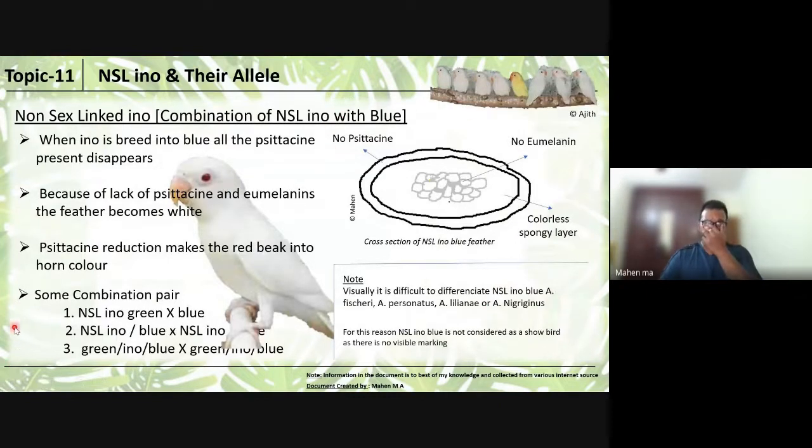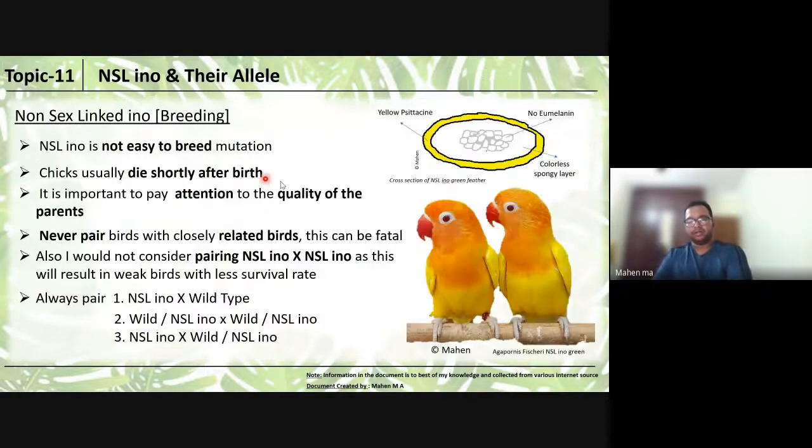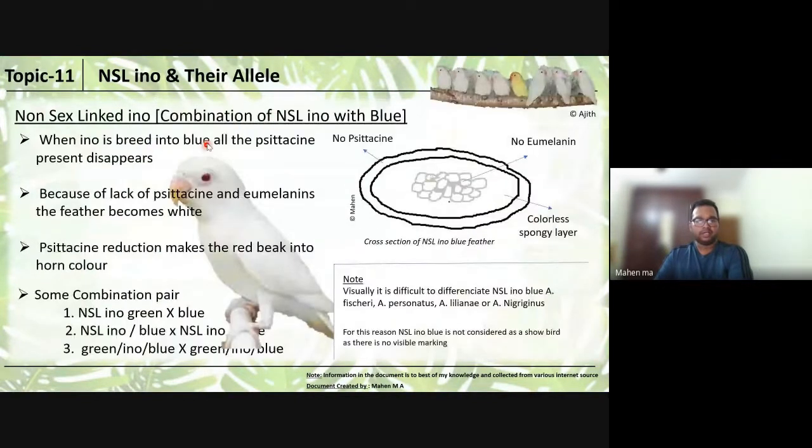Okay, so when Ino is bred into blue mutations, all the psittacin disappears. In the previous one, you can see there is no blue color, no eumelanin reduction, and only the yellow part is there. But when you combine it with the blue mutation, blue is basically a psittacin reduction mutation. So here, what happens? The psittacin is completely reduced. The yellow color is completely gone. So now all the feathers become white. That is why an albino looks completely white.